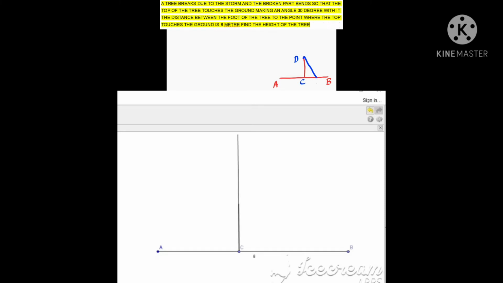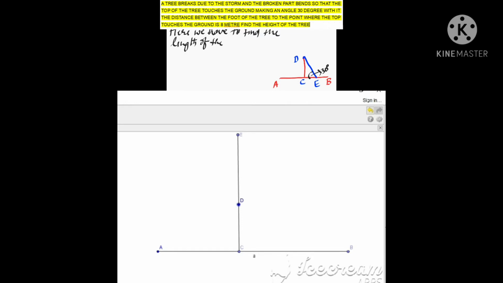See here. AB is the ground, and this is how the tree is broken due to the storm. Let me show it in the animation by video. Look carefully. E is the topmost point of the tree and there is another point from where the tree is broken due to the storm. That point is called D. D is the point from where the tree is broken.